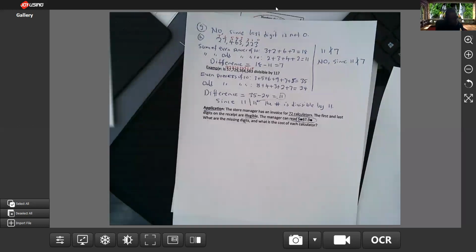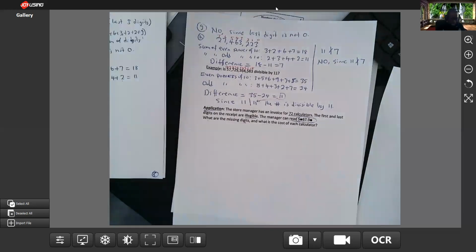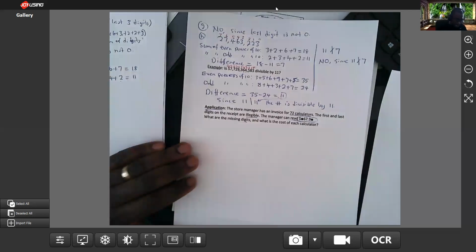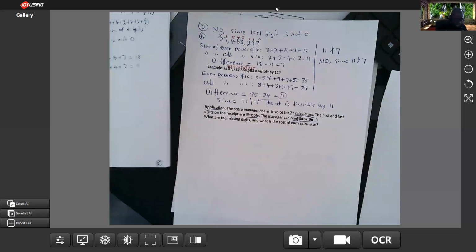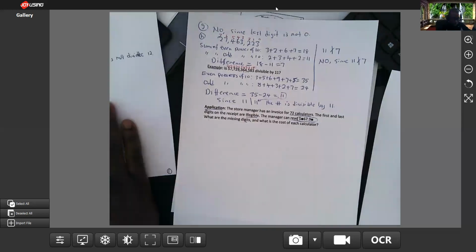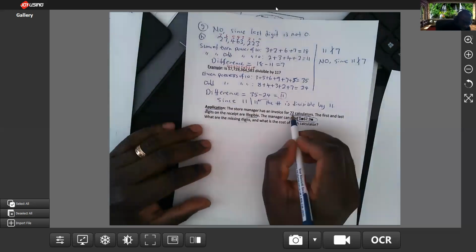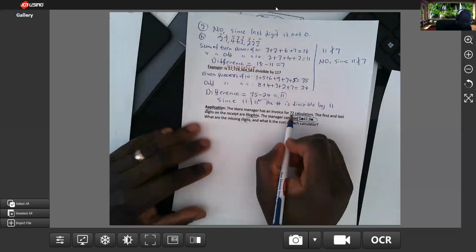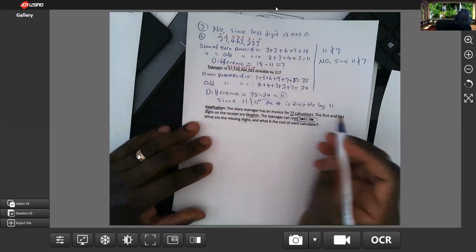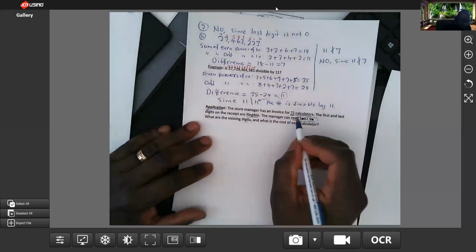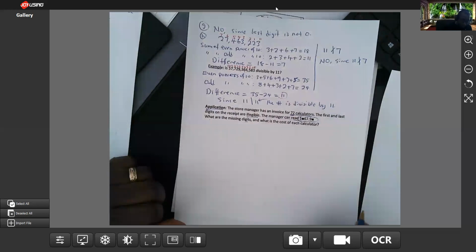These days, we have everything stored on the computer, so you don't need to do this. But if a customer comes with this receipt and doesn't remember, how do you figure it out? You can use divisibility to do that. Now, before we go into the solution, I want you to know that if a number is divisible by 72, then it is also divisible by the factors of 72.